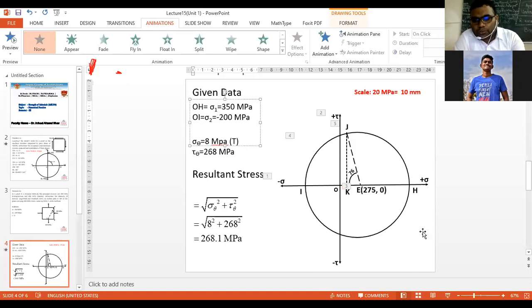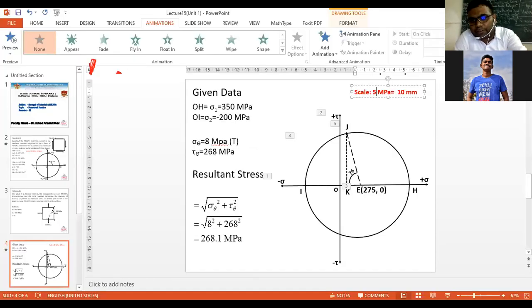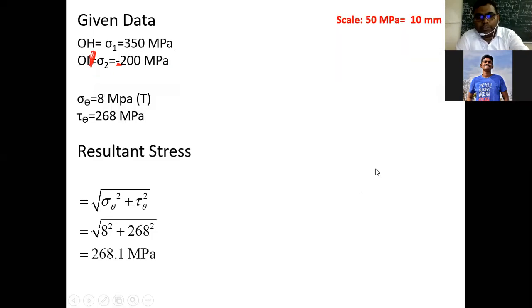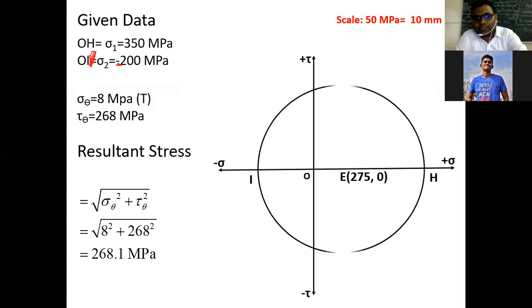One more thing, make that 50, since we increased the scale. So that is the numerical. We locate the center. Once you locate the center, just draw this circle.